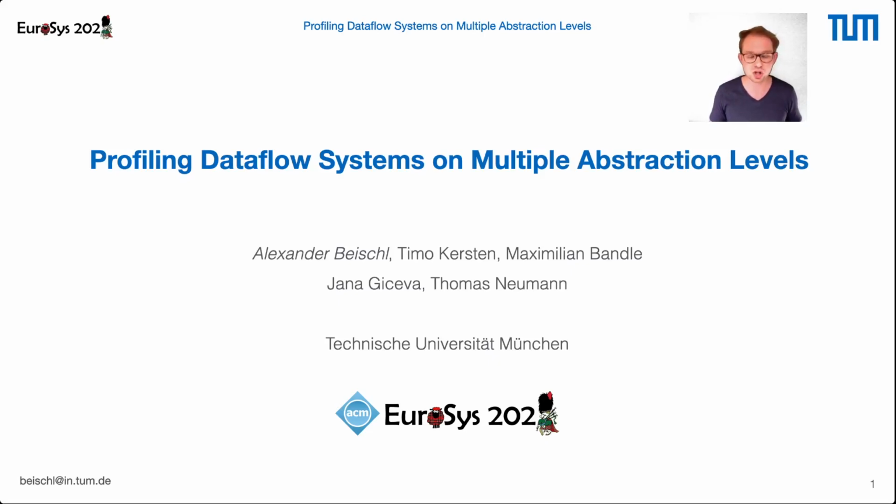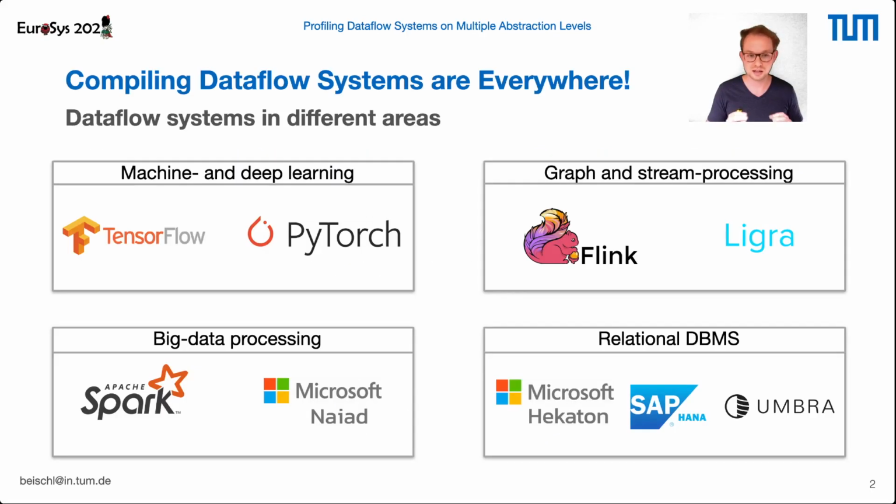In our paper, we show how to profile compiling dataflow systems at higher abstraction levels so that all developers of the dataflow system can benefit from comprehensible profiling results and optimize their parts of the system. Compiling dataflow systems are very versatile and used in multiple areas, like for example in graph neural networks, as you just saw in the previous talks. However, this talk won't be about graph neural networks, but about making your life as developer of a compiling dataflow system easier during the performance profiling.